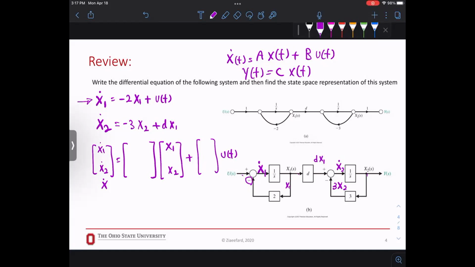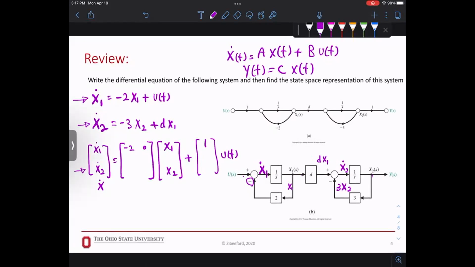x dot 1 has negative 2 times x1, so negative 2. There's no x2, so 0, and there is 1 times u of t. Next line, x dot 2 is negative 3x2, so this is negative 3, plus dx1, and there's no u of t, so that's 0. So this was our state equation.